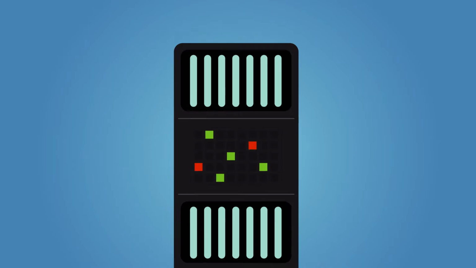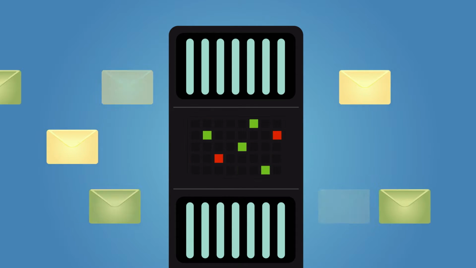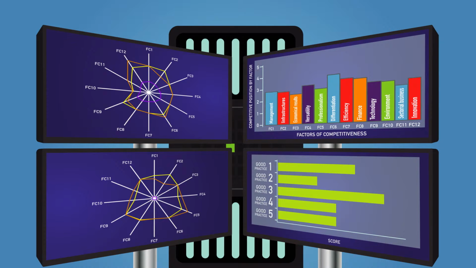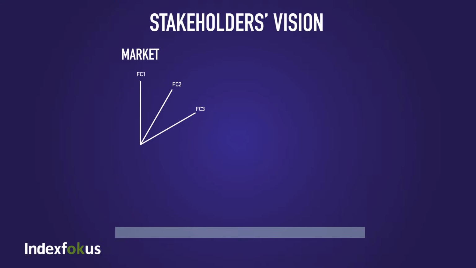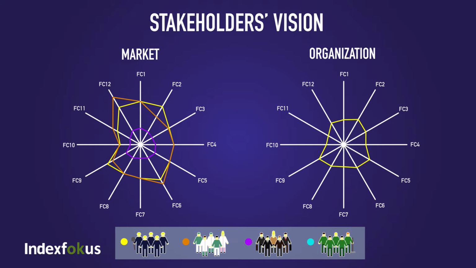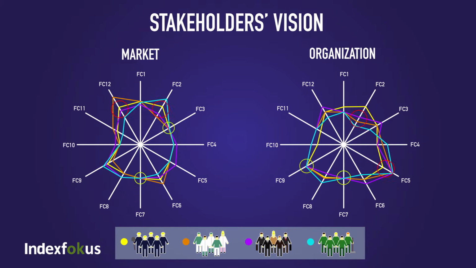To finish the evaluation process, Indexfokus Competitiveness analyzes all the information gathered and automatically offers the results in graphic form. The spider graph shows the stakeholders' visions of the market and of the organization. Each colored line represents a group, and each axis represents a competitiveness factor. Is there a shared vision?